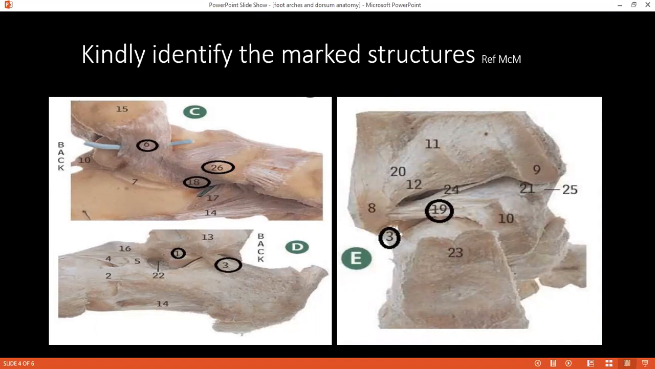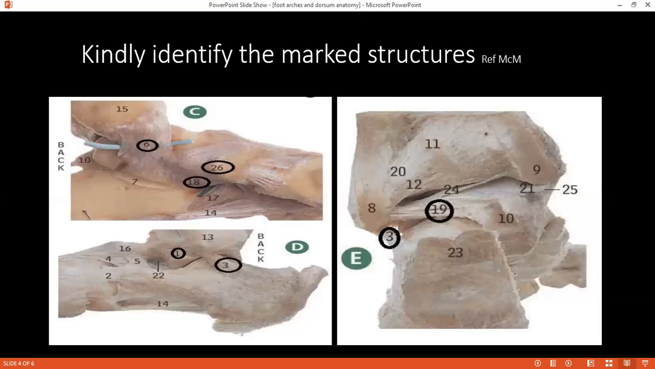What are the movements which are present at the subtalar joint? Movements are inversion and eversion. Can you tell me what you understand by the mid-tarsal joint? The mid-tarsal joint includes the talocalcaneonavicular joint and the calcaneocuboid joint.